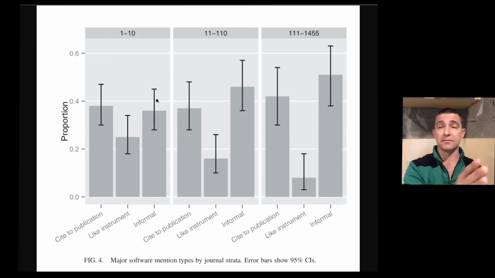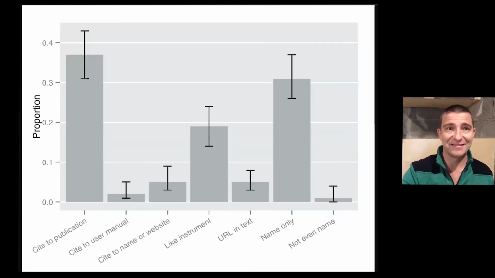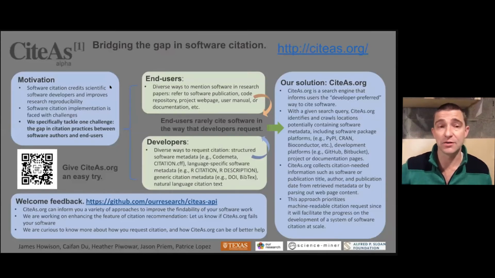This just shows real quickly that the problem persisted even in very top journals, right? So this was the data set that we looked at. We stratified what we looked at by impact factor. These proportions were a little better in the very top journals, and a lot more irregular in the less well curated journals, but still a big problem. So I'm sure I don't have to convince you that improving citation across the board is worthwhile.